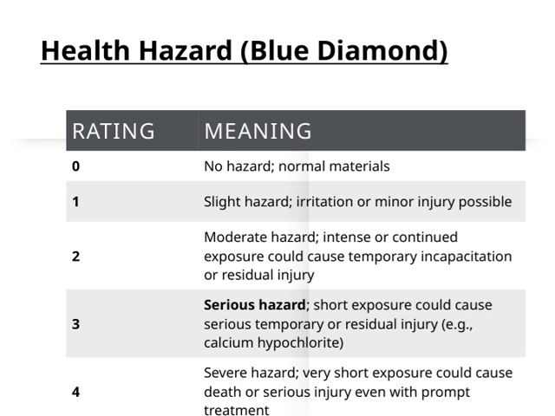Finally, at level 4, we have severe hazards. Even very brief exposure could cause death or serious injury, even if you get prompt medical treatment. This table is part of understanding the blue diamond, our health hazard symbol, so it's vital to recognize what each level means to ensure safety in handling these materials.